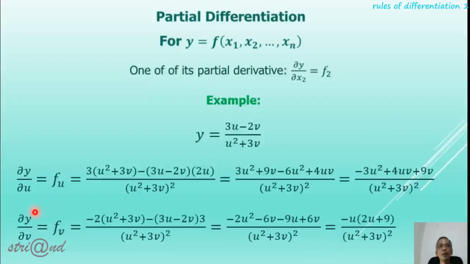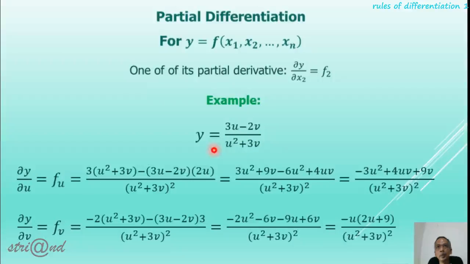The same goes for the derivative of y with respect to v. We can also apply the quotient rule. This is the derivative of the numerator with respect to v. The derivative of 3u with respect to v is 0 because it is now a constant, since we are talking about v now. The derivative of minus 2v with respect to v is minus 2, multiplied by the denominator, minus the numerator 3u minus 2v, multiplied by the derivative of the denominator.